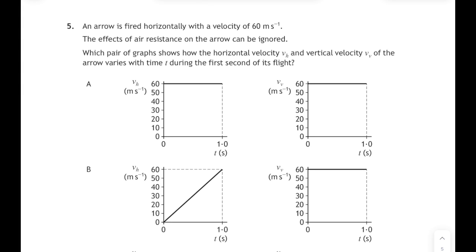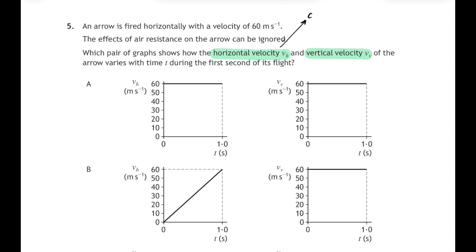An arrow is fired horizontally with a velocity of 60 meters per second, and the effects of air resistance on the arrow can be ignored. And we're asked which pair of graphs shows how the horizontal velocity and the vertical velocity of the arrow varies with time during the first second of its flight.